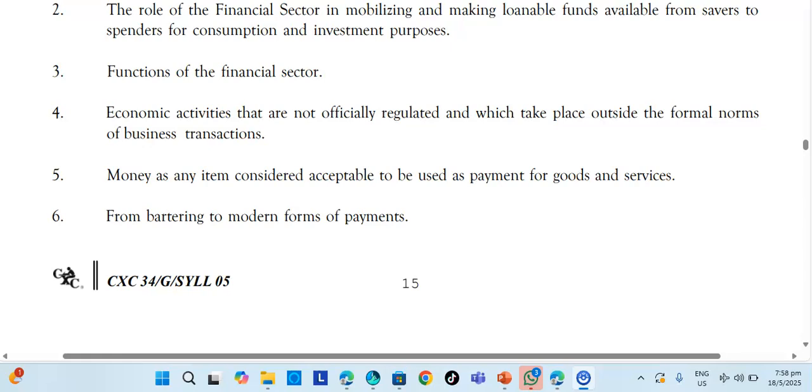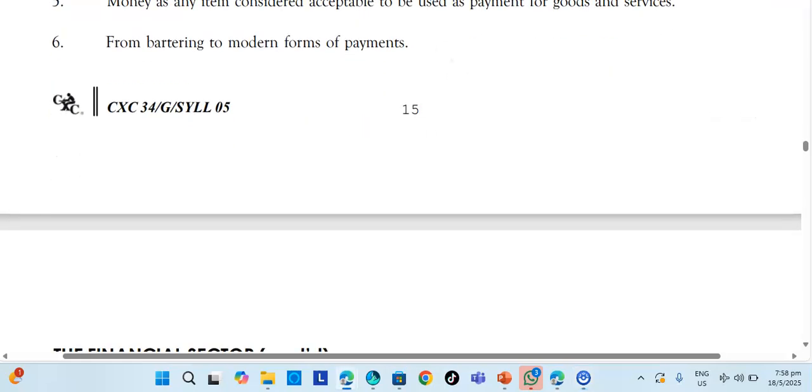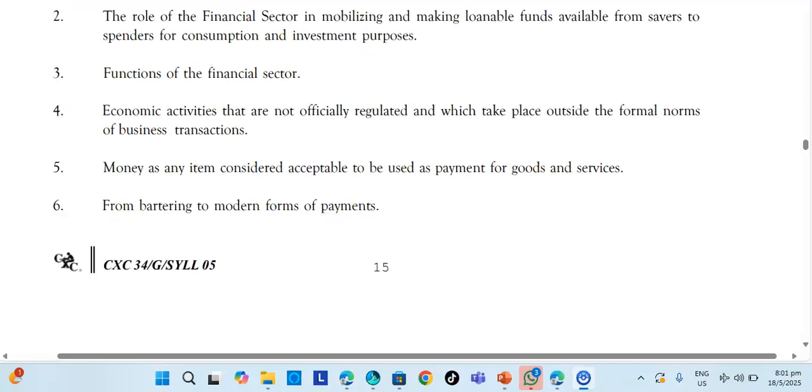Now we're going to look at from bartering to modern forms of payment. Barter is the oldest form of trade. It involves exchanging one good or service for another without using money. For example, a farmer might give a fisherman yams in exchange for fish. A tailor mends a shirt in return for eggs from a poultry farmer.